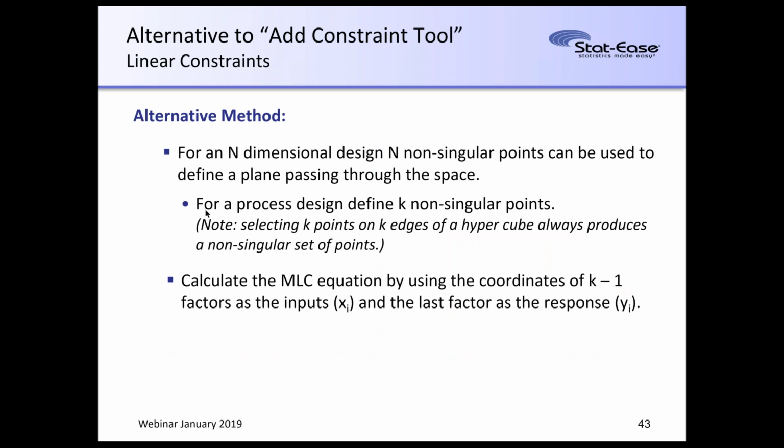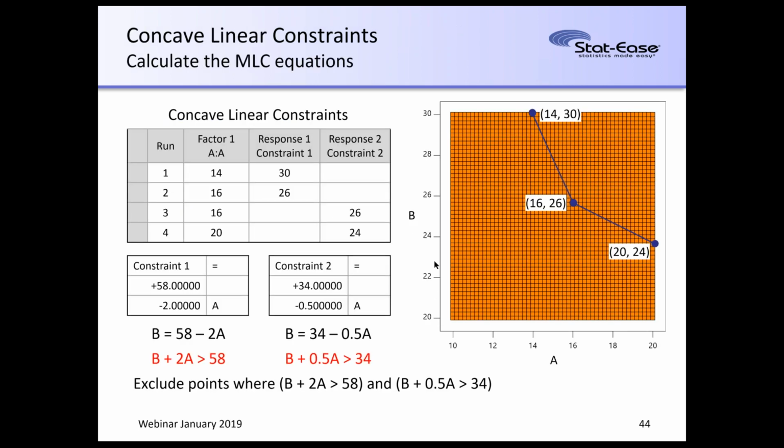Okay, so for a process design with k non-singular points. Note, selecting k points on the edges of the hypercube always produces a non-singular set of points. Okay, then we calculate the equation. So we have to actually go in and calculate that linear constraint on our own. And we'll see how to do that.